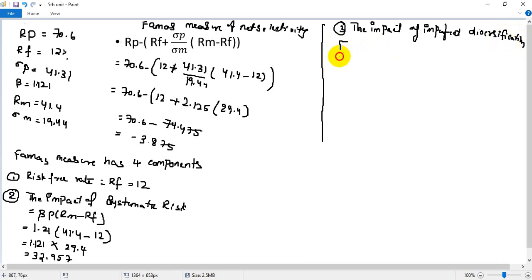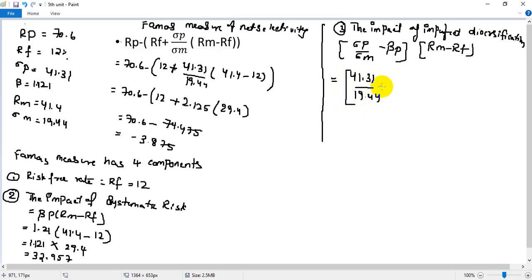The formula is standard deviation of P by standard deviation of M minus beta P, times RM minus RF. So standard deviation of P is how much? 41.31 divided by 19.44 minus 1.121. RM is again 41.4 minus 12.